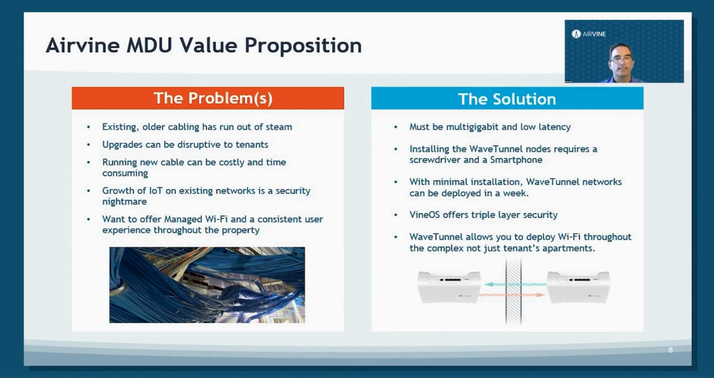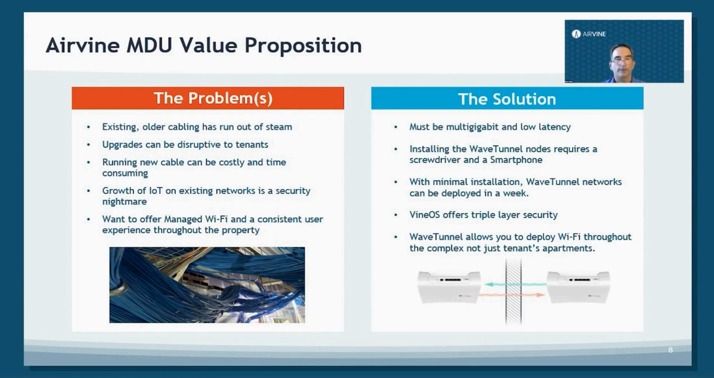All of this needs to be supported, and typically the network that was installed is not where these devices are. It's not where the IoT devices reside. So now you need to extend that network. Well, with the WaveTunnel in an IoT world, extending that network is simple and secure. Our Vine OS approach, which is our operating system, offers triple layer security. We give you over-the-air encryption, virtual and physical segmentation, VLANs, all the security elements that you would expect in your Ethernet backbone network.